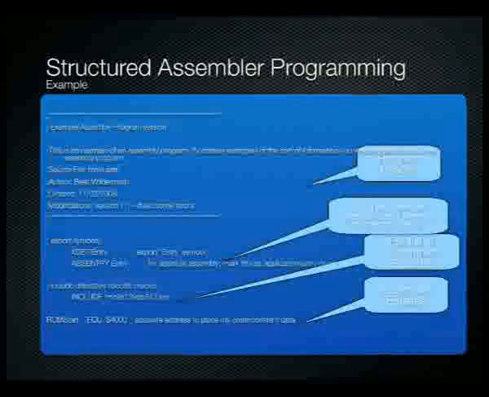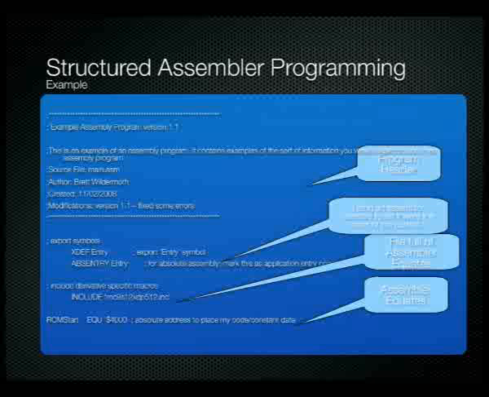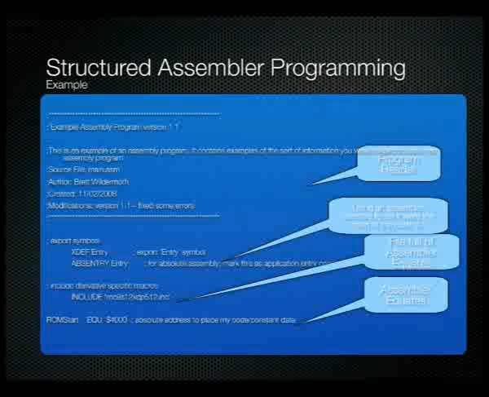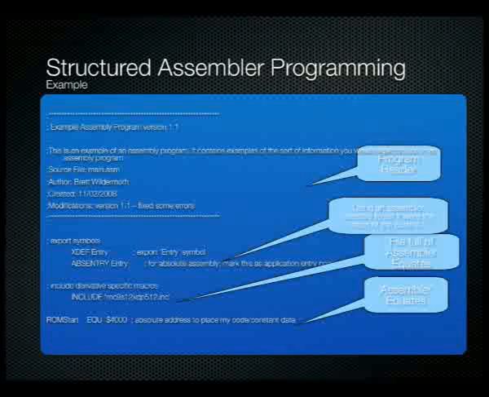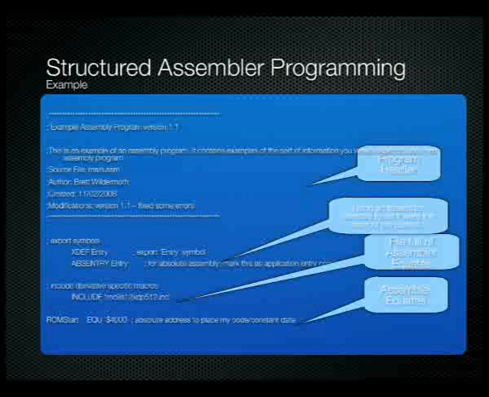To give you an example of some structured assembly programming, this is the very basic chunk of code that you'll start with in the labs. We basically have a header block that tells us exactly what the program does. We then have our assembler directives, which tell us where our program is going to start. We have some exported assembler commands that tell the assembler where our main entry point is for our code.